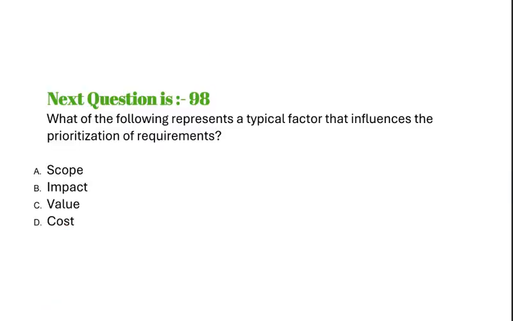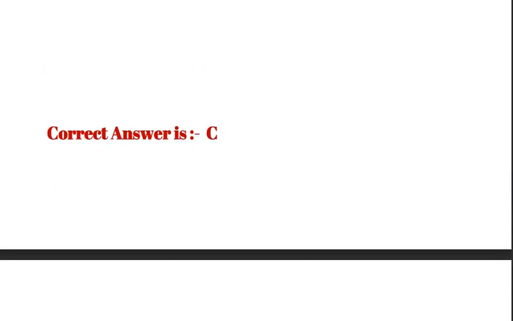Question is, which of the following represents a typical factor that influences the prioritization of requirements? Option A, scope. Option B, impact. Option C, value. Option D, cost. Correct answer is option C.